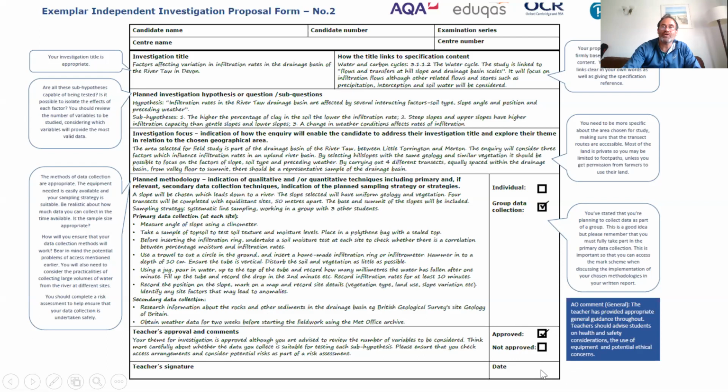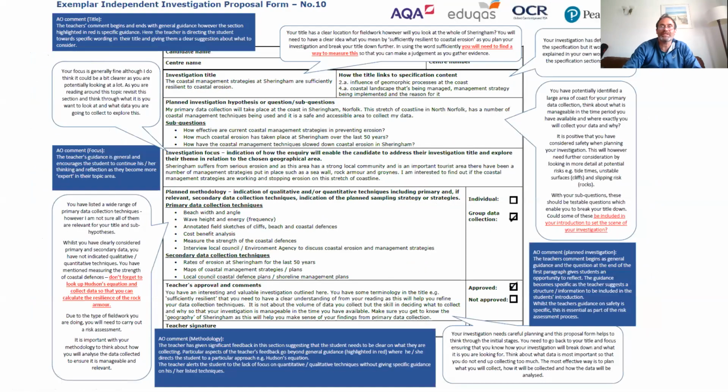And if I move on down here, this one is a bit more applicable to you. So it's about coastal management. Many of you have done yours on coastal management. The coastal management strategies at Sheringham, which is in Norfolk, are sufficiently resilient to coastal erosion. So that's a statement. And then in this instance, again, just to remind you, it doesn't matter how you do it, just don't try to jump around too much. I would try to take a logical approach to this.